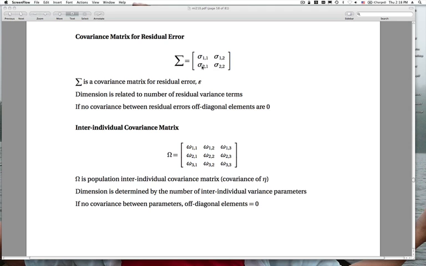Most of the time, unless we have this multivariate type endpoint, we ignore the residual correlation, and we model these off-diagonal elements fixed to 0, assuming that there is none.